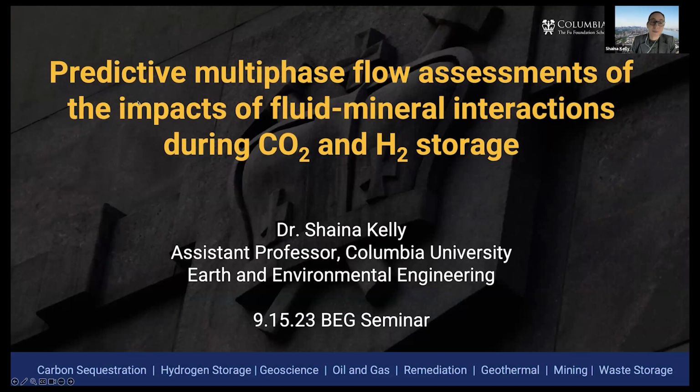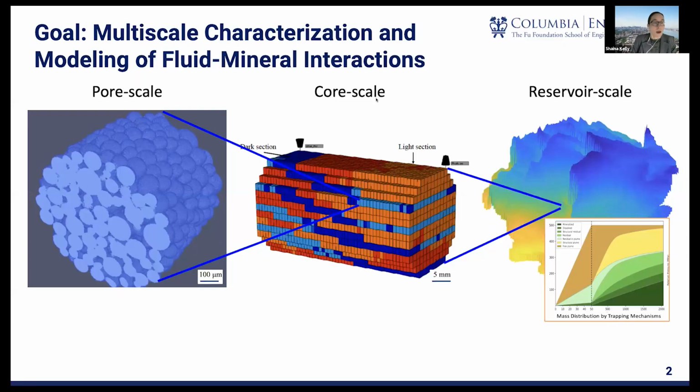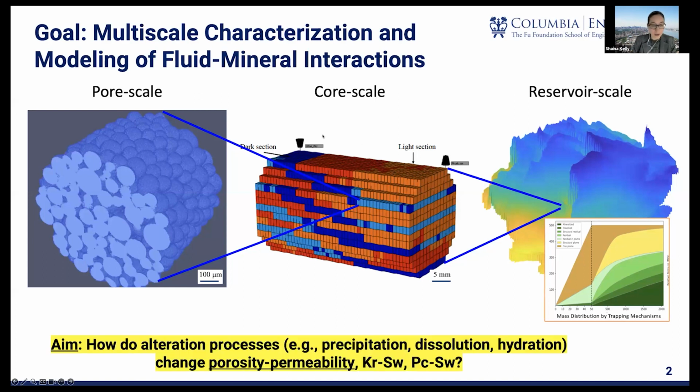Today I'm going to be talking about predictive multi-phase flow assessments of the impact of fluid-mineral interactions on subsurface processes, in particular carbon storage and mineralization, and we'll touch a little bit about broader implications such as hydrogen storage as well. The overarching goal here is to really understand how some of the pore-scale processes are upscaled to some of the larger goals that we have with the energy challenges facing us today.